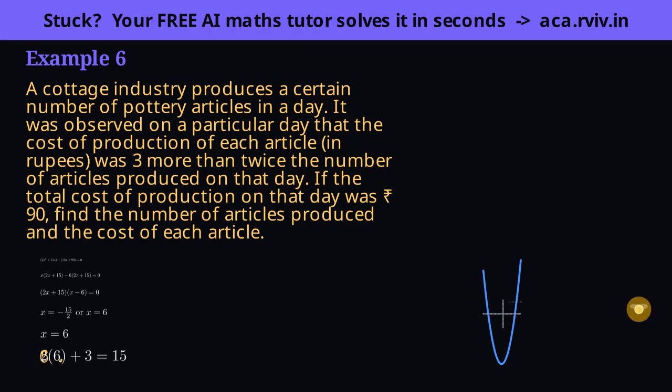Again, the physical situation filters the maths. A count of objects must be a positive whole number, so the negative fraction is discarded on site. And notice we finished by answering both parts the question asked, the count and the price, not just the value of x.